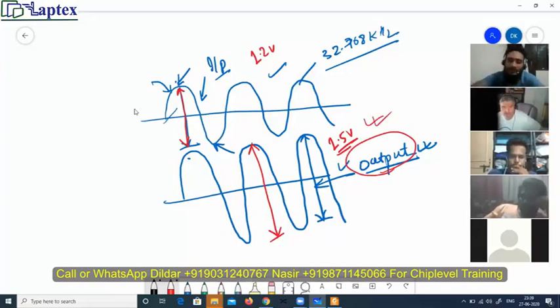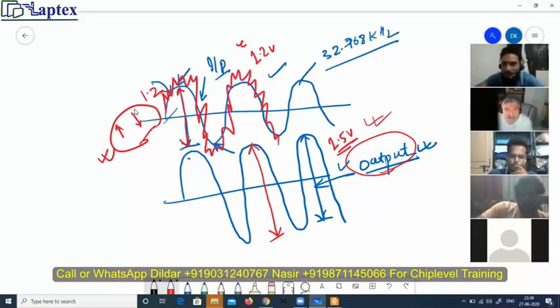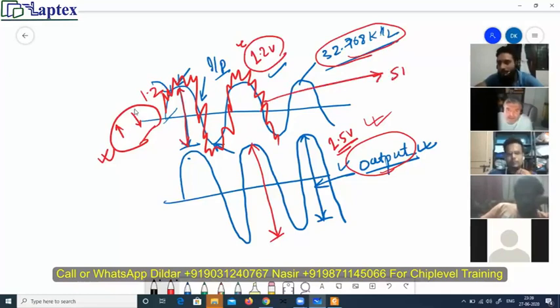If you check it by multimeter, you see only this 1.2 volt, sometimes going down, sometimes going up, fluctuating all the time. That way you can just see the voltage. But if there are glitches like this, it will also give you 32 kilohertz frequency and also 1.2 volt, but its shape is not what is required by the IC.